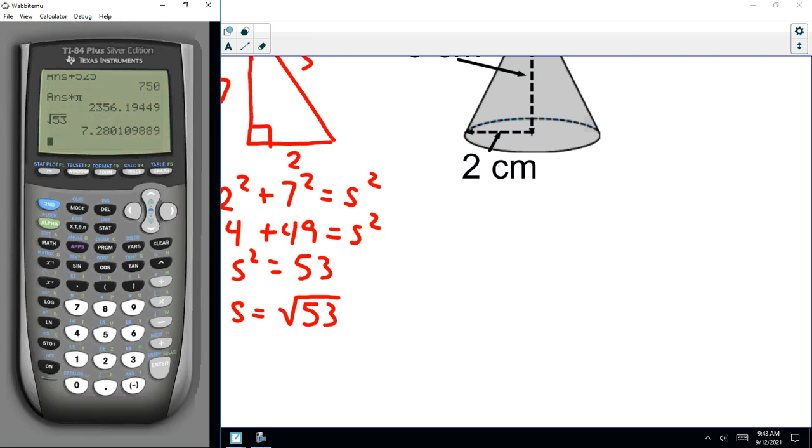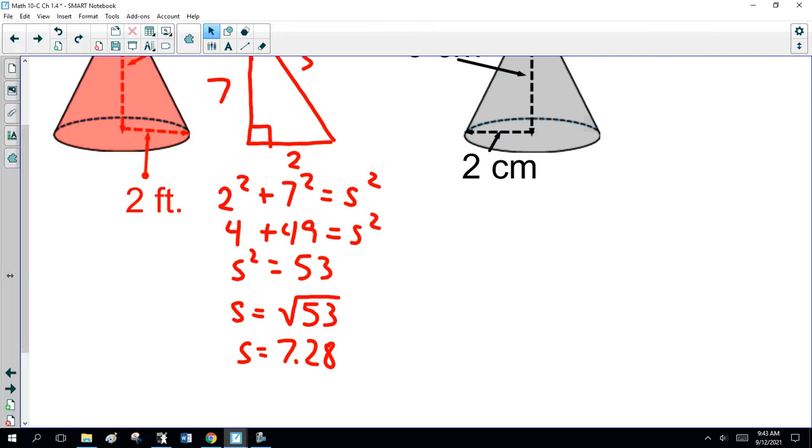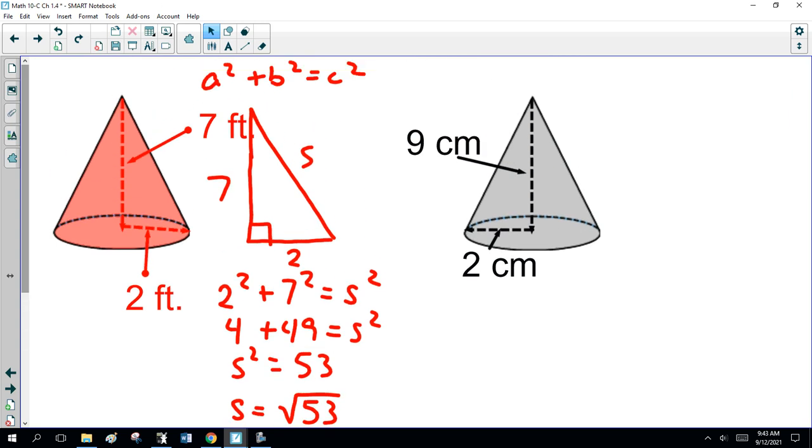But you can also put it as a decimal approximation, 7.28. Okay? So that's approximately 7.28 is the slant height.